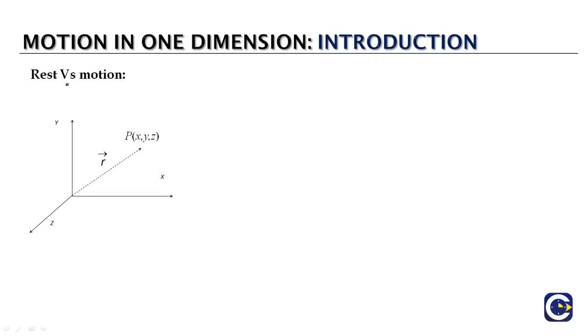Basically, when we look at any object for observation from the physics point of view, we either say this is at rest or we say this is in motion. So these are called the two states of the object. Either the object will be at rest or it is going to be in motion. Now what do you mean by rest?